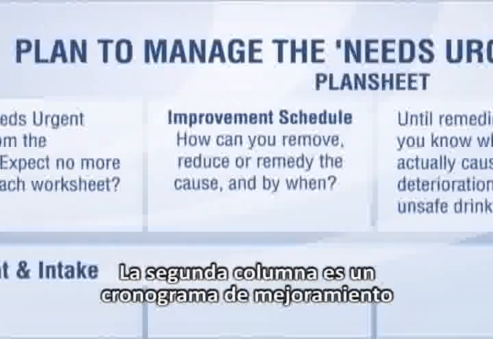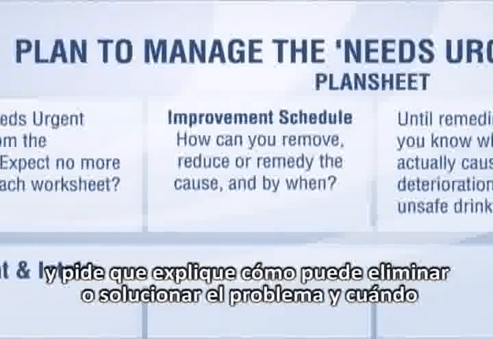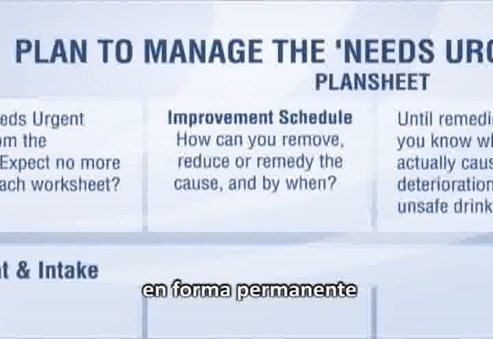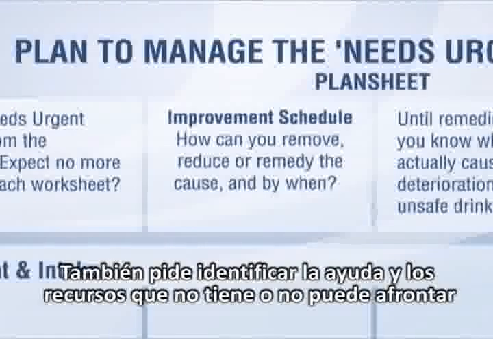The second column is an improvement schedule. It asks you to explain how you can remove or remedy the issue and by when. The permanent fix. It also asks you to identify help and resources that you do not have or cannot afford.